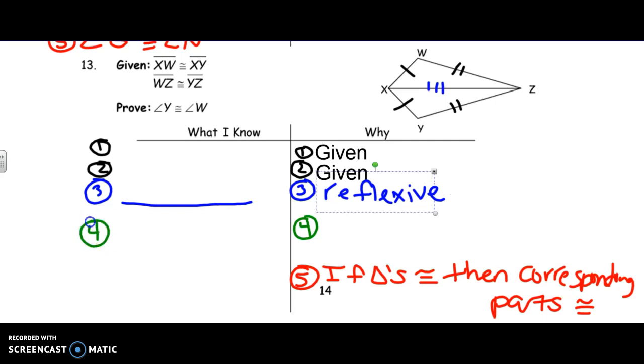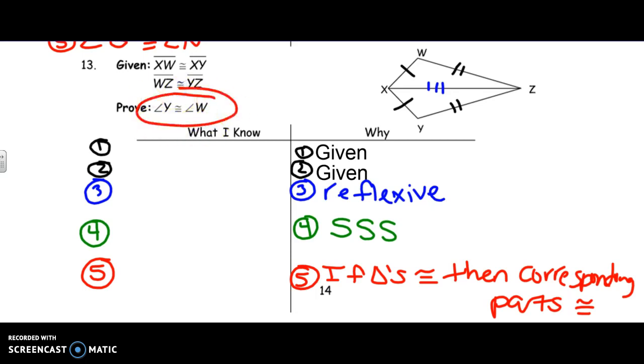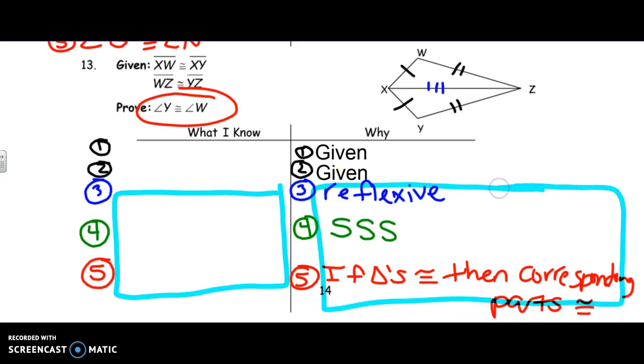Well, that's what I'm going to say in step number 4. Again, you're going to have to write that down. And it's going to be because of side, side, side. And then for the 5th thing, if the triangles are congruent, then everything else is going to be congruent. So angle W and Y will end up being congruent, and that would be my reason. So you should have all of this filled in, as well as all of this filled in.